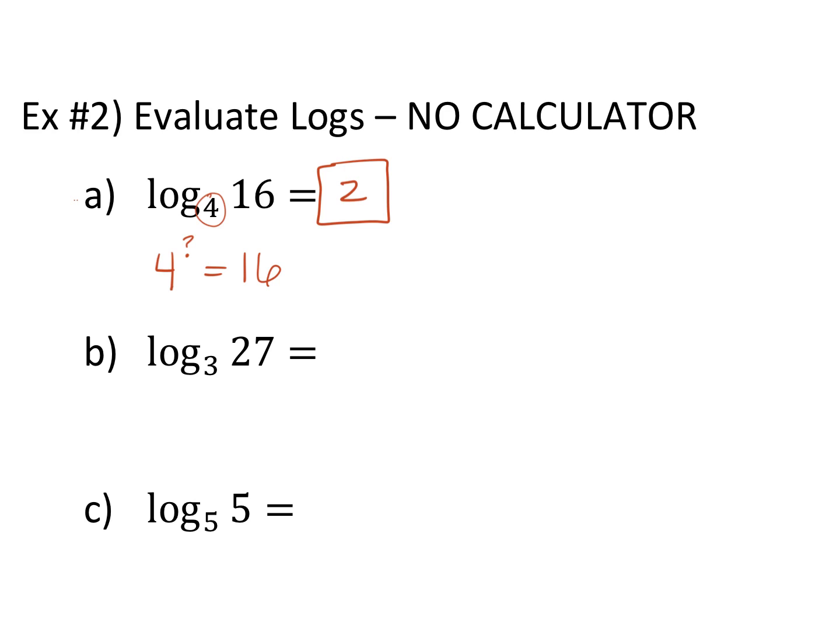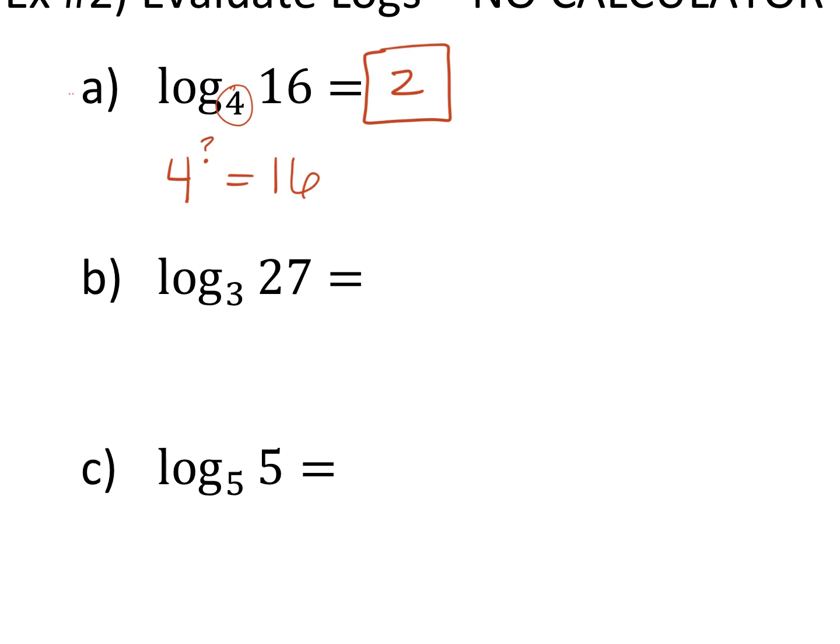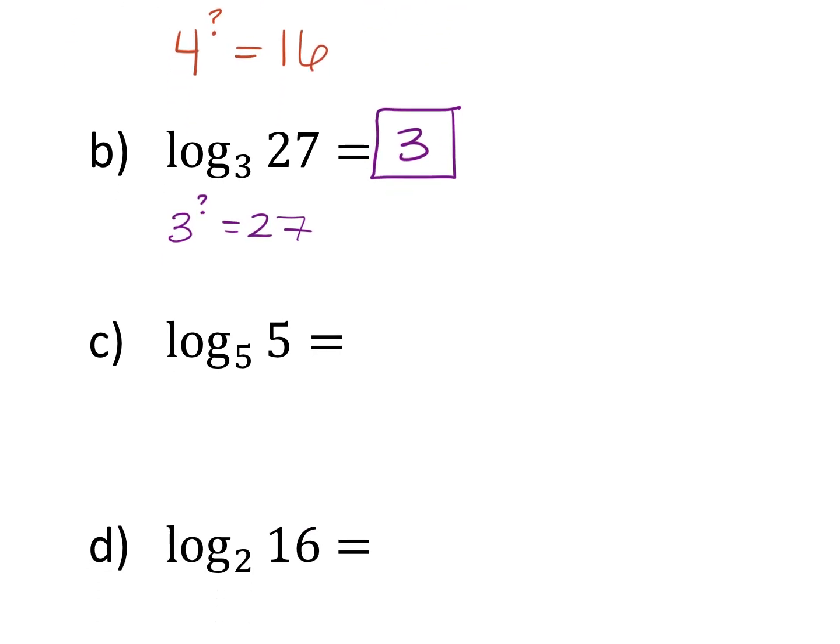So what's the question you're asking yourself for B? 3 to what power equals 27? What is that? 3. So log base 3 of 27 is 3. Okay, so letter C, 5 to what power equals 5? The first power.